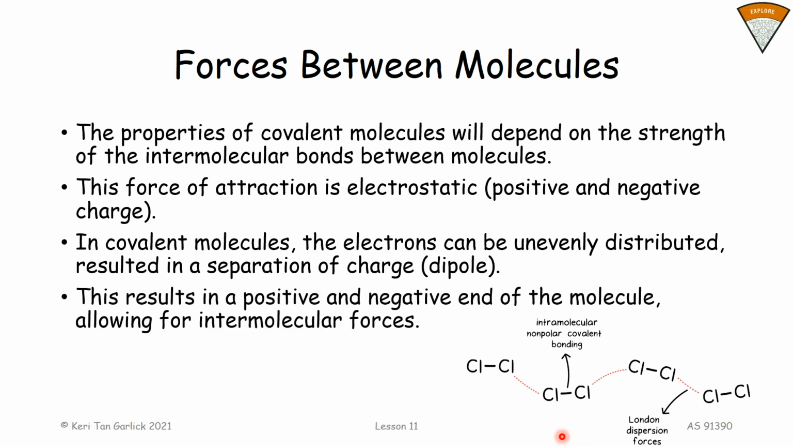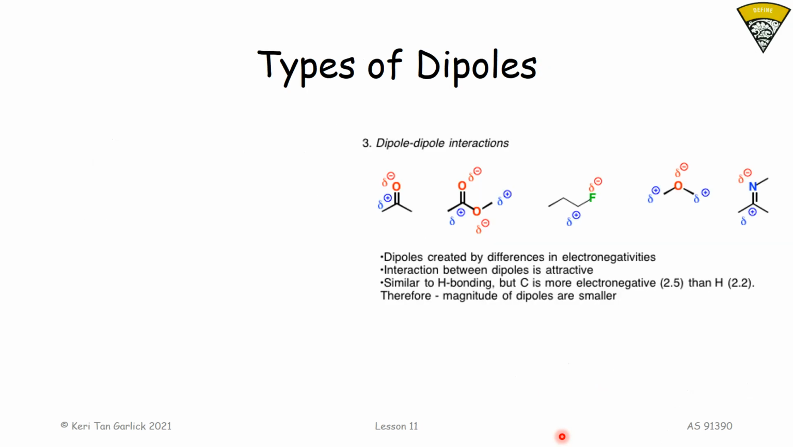Since these electrons can be distributed unevenly, those electrons can be in one area of the molecule, making it slightly negative, and the absence of those electrons means that's going to be a slightly positive end. Because we have an unequal distribution of charge, that molecule and the molecule next to it are going to have positive and negative ends, and the positive side of one molecule will be attracted to the slightly negative side of the other molecule, allowing for those intermolecular forces.